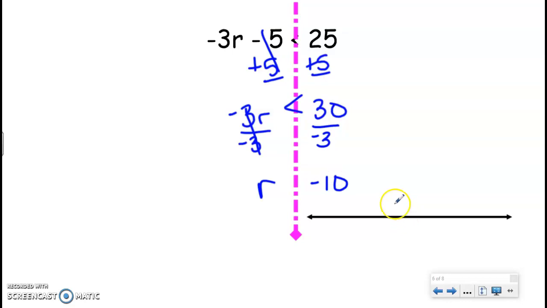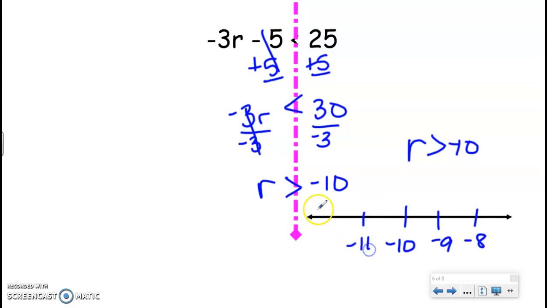Which gives us -10. And because that 3 was negative, we have to flip our inequality sign over. So we actually get r is greater than -10. The most common mistake that I see here is that students forget to flip that inequality sign over, which means they actually have the wrong set of numbers for their solutions. So graph on the wrong side, or shade on the wrong side. Okay, so open dot because it's not equal to, and shading to the right.